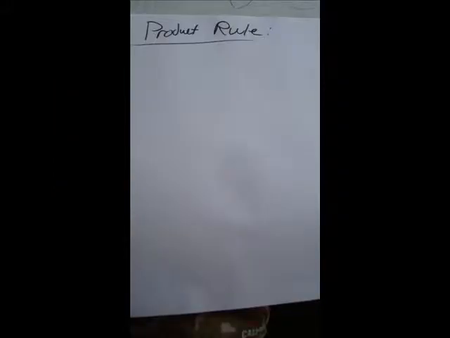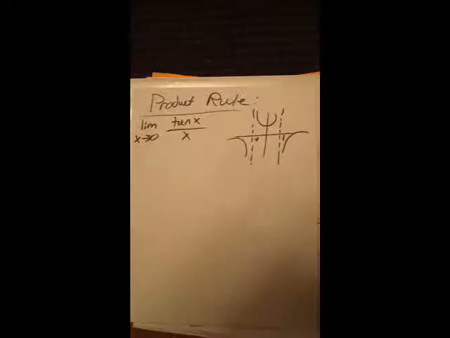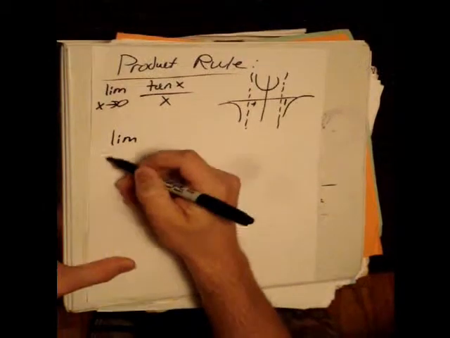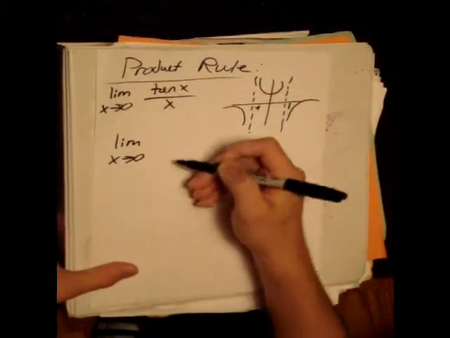Okie dokie then. Now we're going to move on to the product rule. We're going to use the equation limit as x approaches 0 of tangent of x over x, and we're going to have this little graph over here. And as you can see on the graph, it appears that the limit is going to be 1 if you graph that equation there. Now we've got our product rule, which is tons of fun.